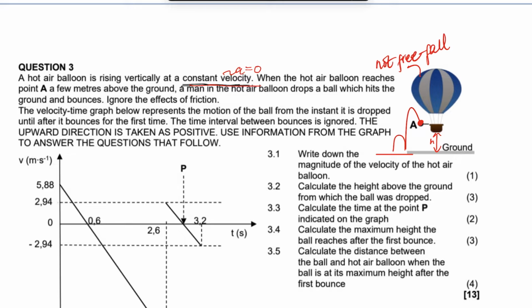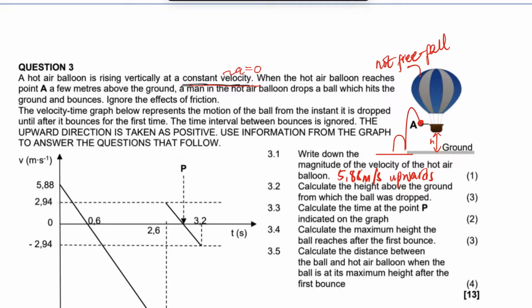Now let's answer the question. Write down the magnitude of the velocity of the hot air balloon. Guys, remember, this graph is of an object that is dropped. Remember, I said the initial velocity of an object that is dropped in the hot air balloon is the velocity of the hot air balloon. So the answer here is going to be what? 5.88 meters per second. The velocity of the hot air balloon is 5.88 meters per second, and it's moving at constant velocity upwards, right?